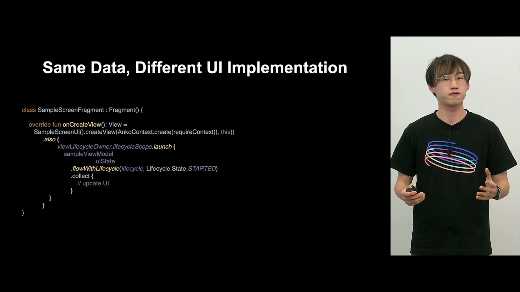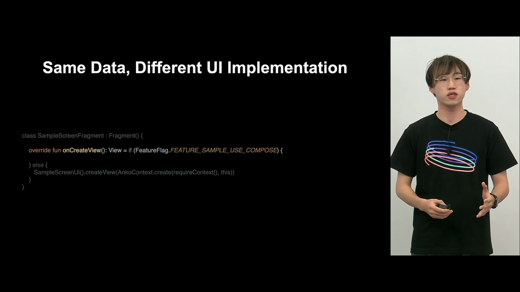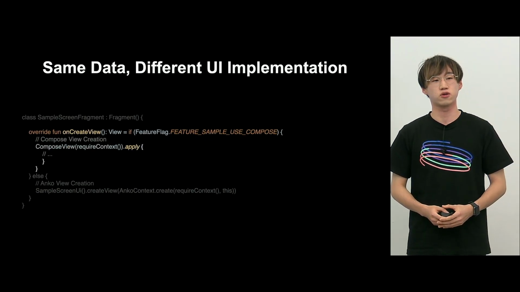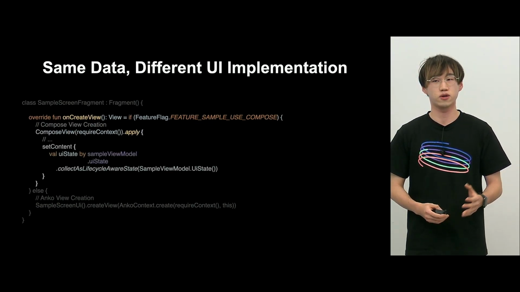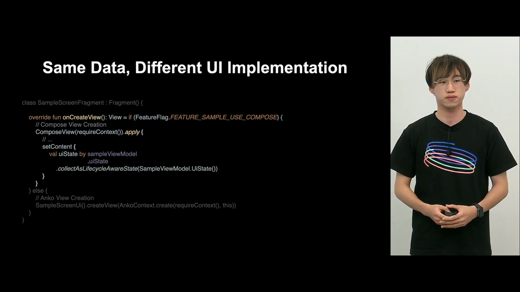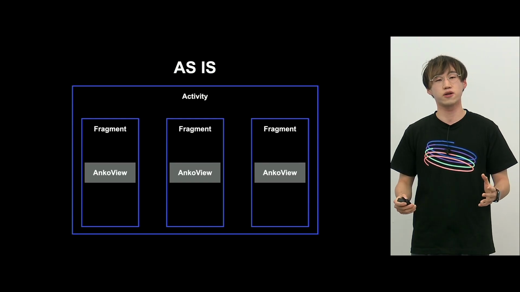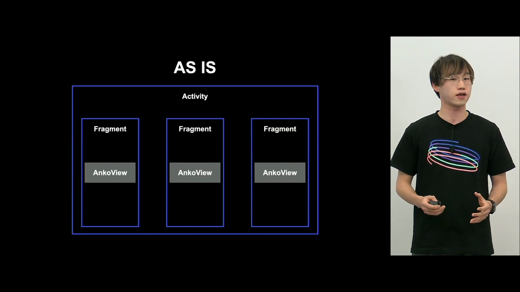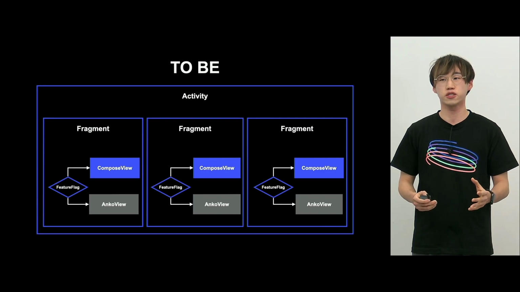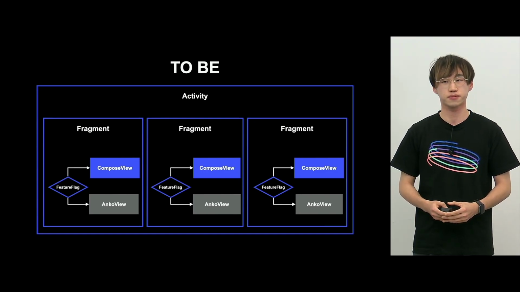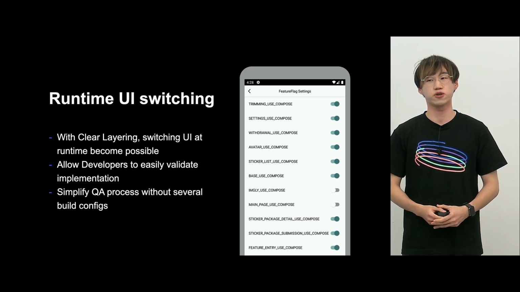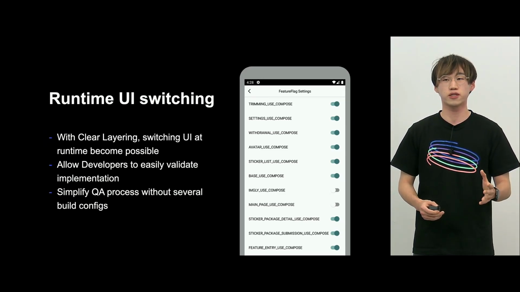Let's take a look at the previous code. Once again, this is in the onCreateView function of the fragment, and the return value is the view to be rendered. One feature flag is inserted here, to flag whether to use Compose or not. And we also defined the Compose view to be returned to receive the UI data of the same ViewModel. So, while maintaining the conventional structure of activity, fragment and Anko view, it is now possible to switch only the view portion as needed.